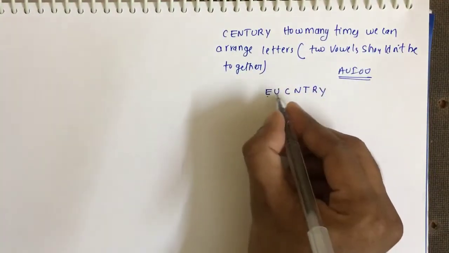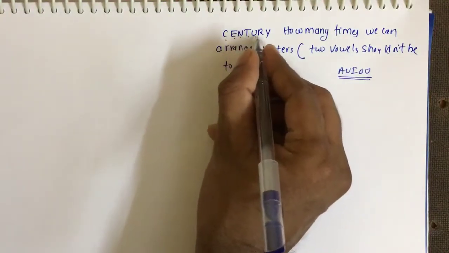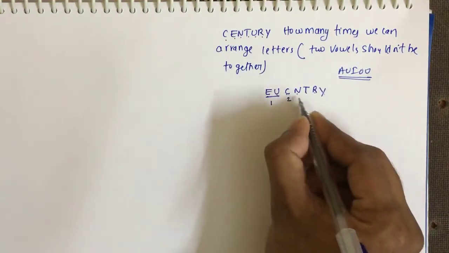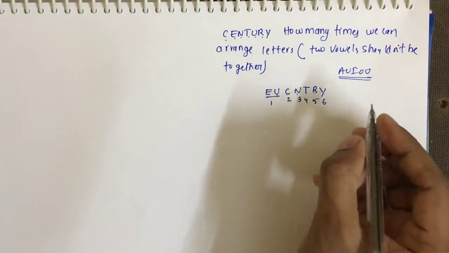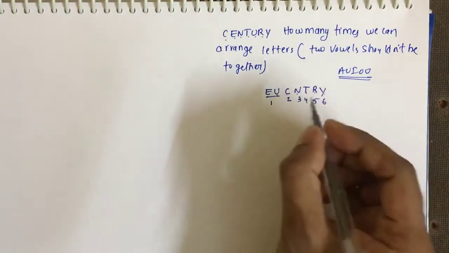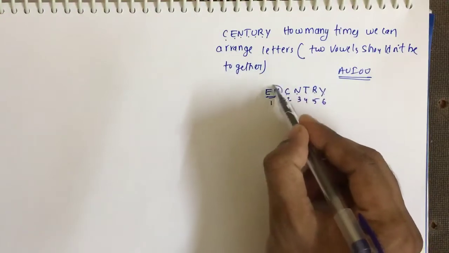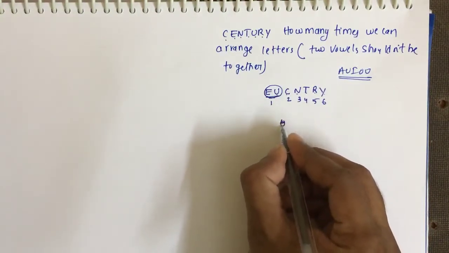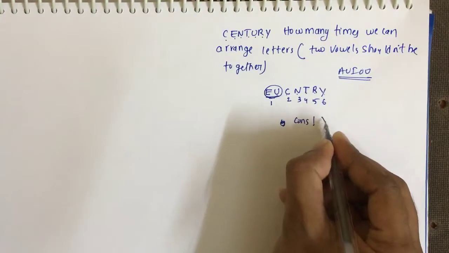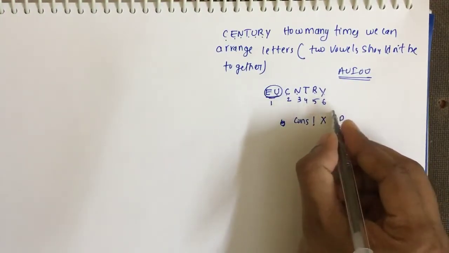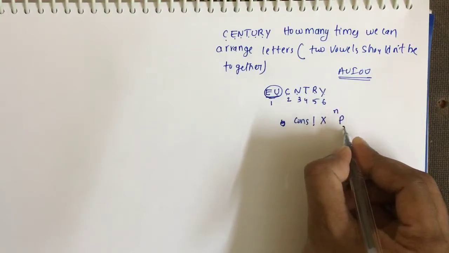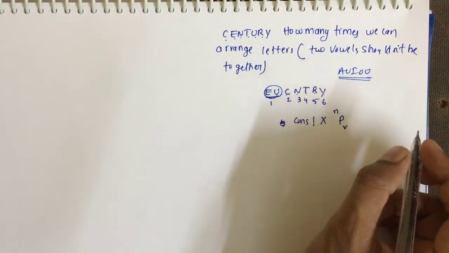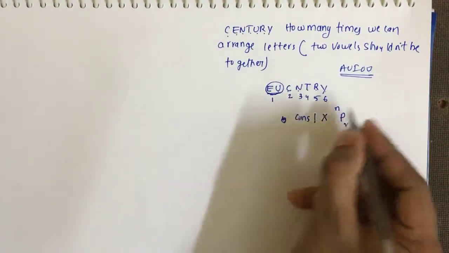Okay, 1 2 3 4 5 6 7. Now so this will be 1 2 3 4 5, 6. So here what we will do is, in this kind, the vowels should not be together. So in this case we will take factorial for consonants into permutations for the vowels. Okay, so I think if I substitute these things, then it will be clear.